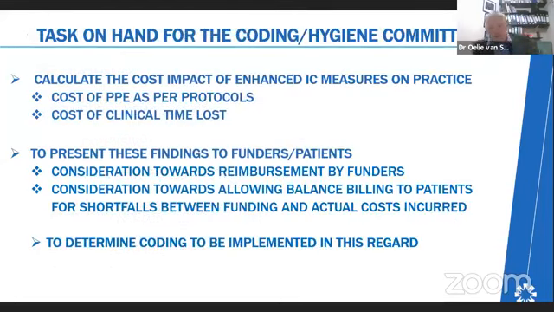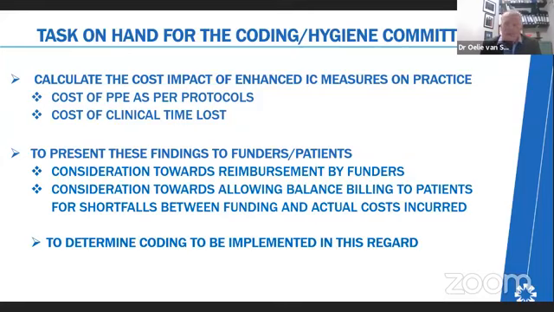The task on hand for the Coding and Hygiene Committee was to calculate, firstly, the cost of impact of enhanced infection control measures to the practice. Firstly, like I said, in the form of the cost of PPE, and then secondly, to quantify in rand value the cost of clinical time lost due to enhanced infection control measures being necessary. And then to present these findings to funders as well as patients in a scientific manner in order to be afforded consideration towards reimbursement by funders. And then crucially important, a consideration towards allowing balanced billing to patients for shortfalls between funding and actual costs incurred for PPE and other measures at practice level.